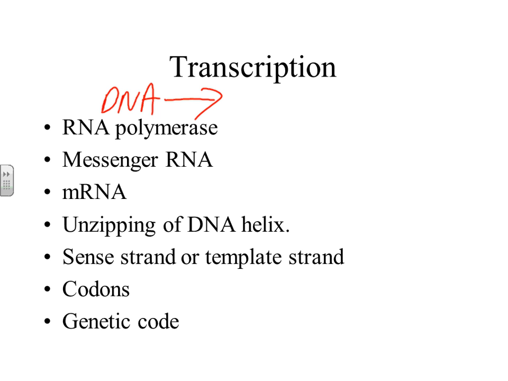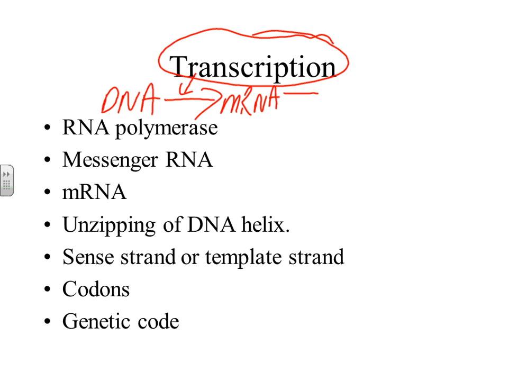RNA. In the process of using the DNA to make a more portable, cheaper copy called mRNA, that process is called what? Transcription. And that's what we concentrated on last class. That RNA has the ability then to leave where and go where? Leave the nucleus and go out to the construction site.